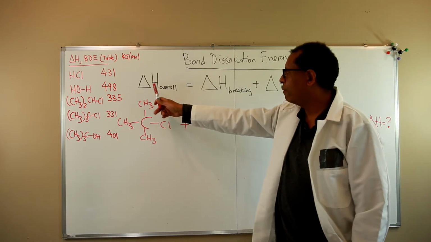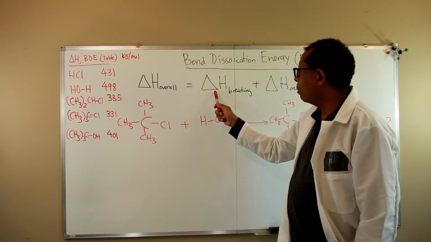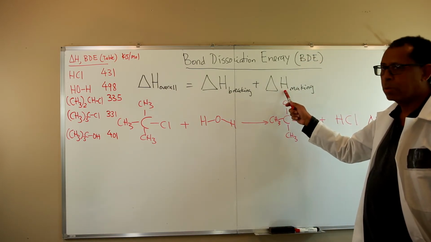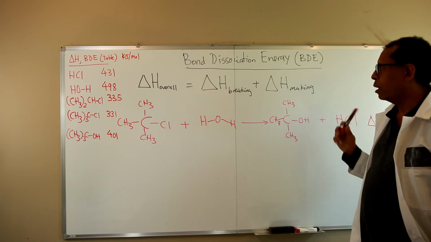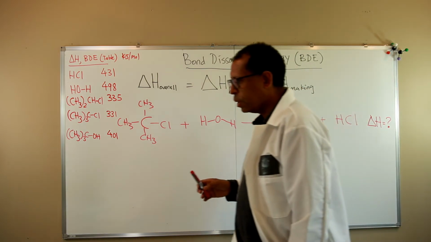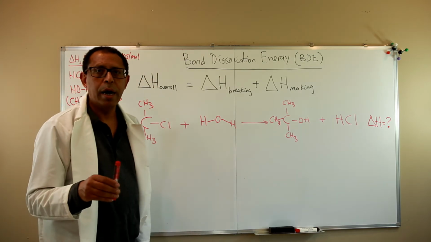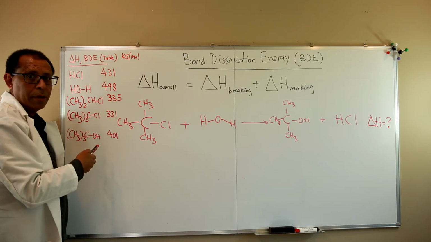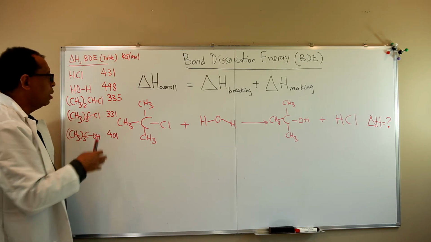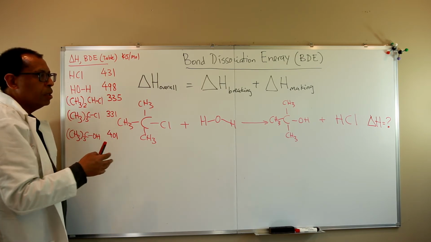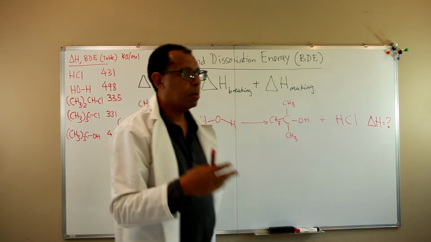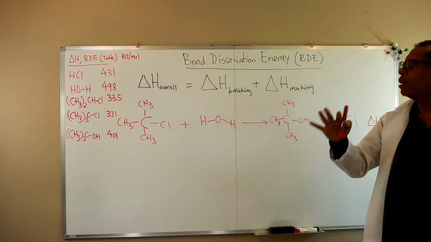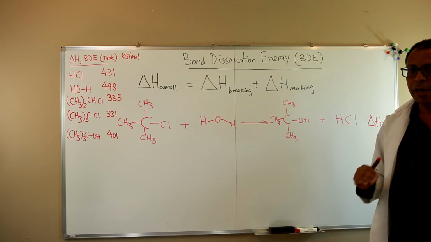So according to the formula, we need to add all bonds that are broken and add those that are being made. As I told you, as a convention, bonds being broken are always positive. So the bond dissociation energy values here are for dissociation. That means all are positive. If that particular bond is being made, we take the negative of that. So bond making is a negative value.